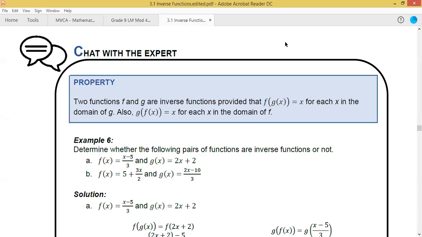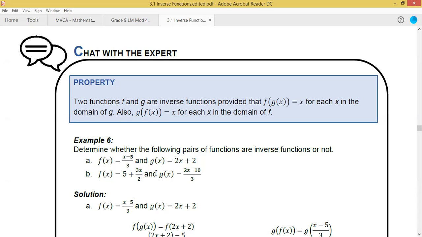Welcome back. This time we're going to talk about the property of inverse functions. Now, if there are two given functions, f and g, they are inverse functions of each other if f composition of g of x is equal to x for each x in the domain of g, and also if g composition of f of x is also equal to x.